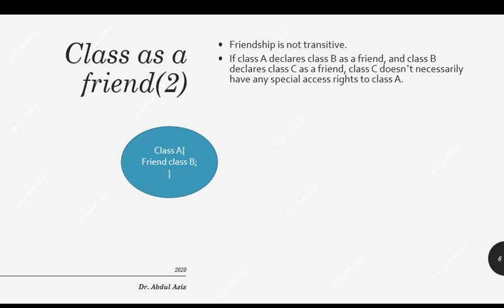Class A declares B as a friend, which means class B can easily access data that is stored in A because B is a friend of A.